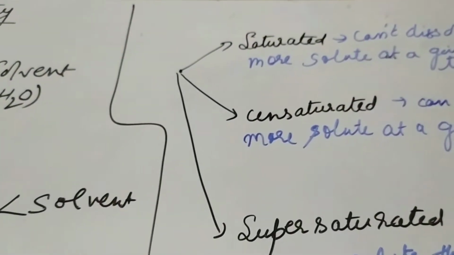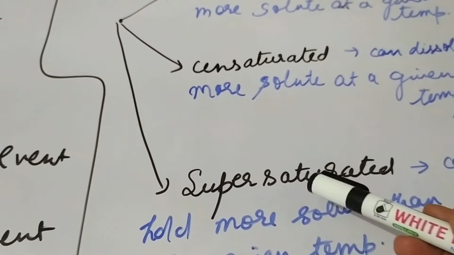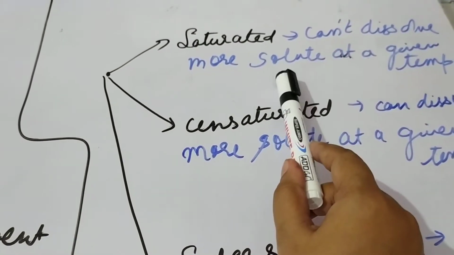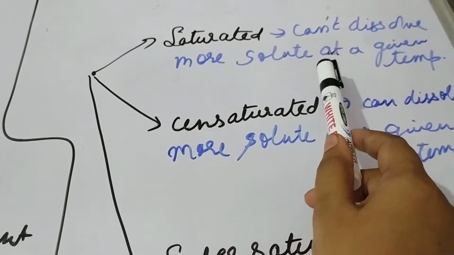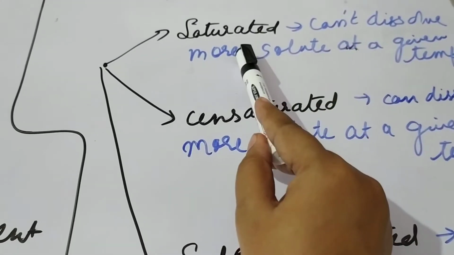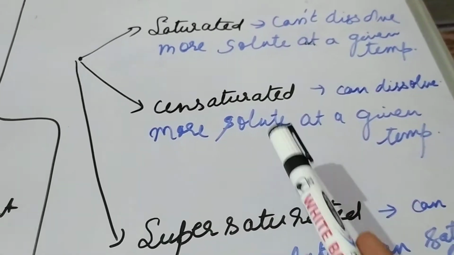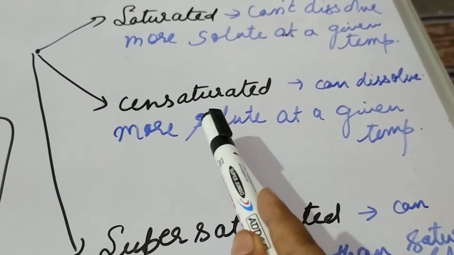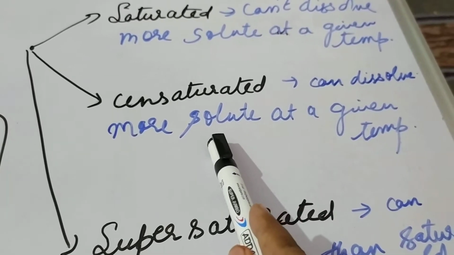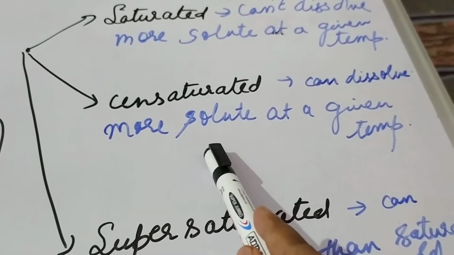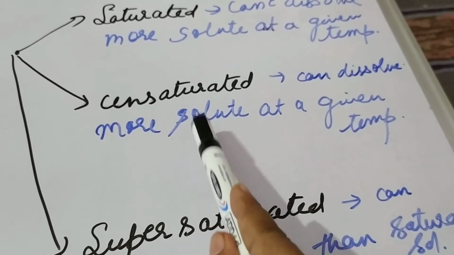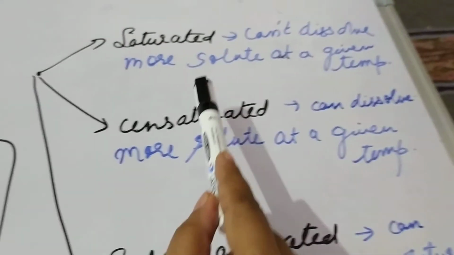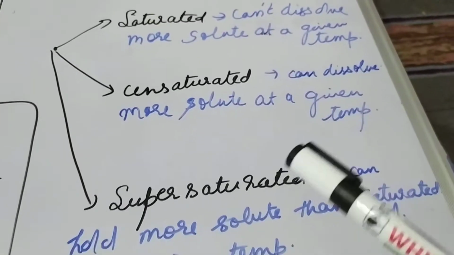Next is another category of solutions: saturated, unsaturated and supersaturated solutions. If you dissolve a solid in a liquid, generally water, and if you cannot dissolve more solute at a given temperature, then that solution is called a saturated solution. If you are able to dissolve more solute at a given temperature, then it is an unsaturated solution. Suppose you dissolve sugar in water and you keep on dissolving sugar into this water, then it is an unsaturated solution till it is unable to dissolve more of the solute, then it is called a saturated solution.